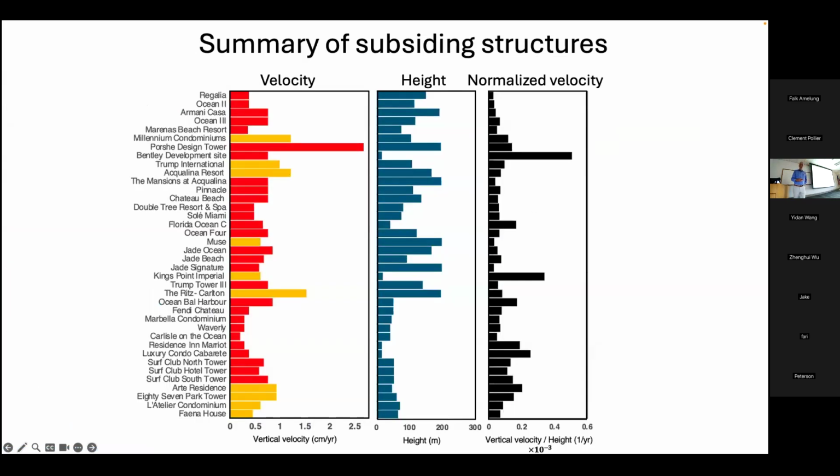Okay, to summarize the signals of those structures, this shows the average velocity for all those structures. In Sunny Isles Beach, they are pretty high.